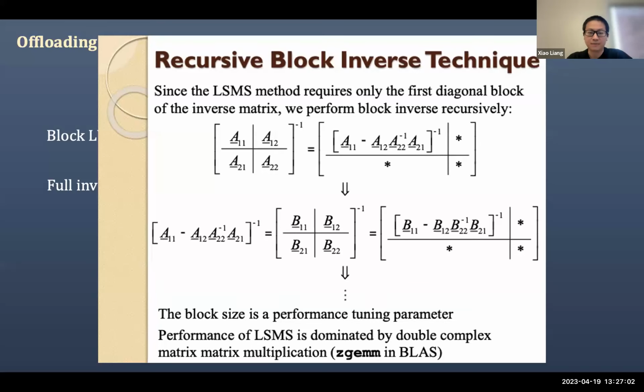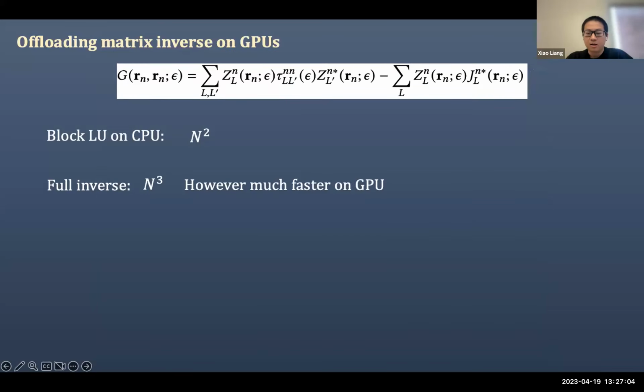on CPUs. However, as the matrix inverse can be highly accelerated on GPUs, our implementation sends the whole KKR matrix to the GPU and inverts the whole matrix on the GPU. Then we retrieve the nth diagonal block of the inverted matrix from the GPU.